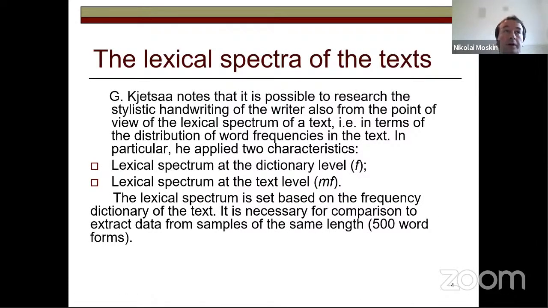A famous researcher in the field of text attribution, Hoover, notes that it is possible to research the stylistic handwriting of a writer also from the point of view of the lexical spectrum of a text. You can see two characteristics: the lexical spectrum at the dictionary level, which we note as F, and the lexical spectrum at the text level, which we note as MF. Both lexical spectra are built based on a frequency dictionary of a text. For comparison, it is necessary to extract data from samples of the same length, 500 words.